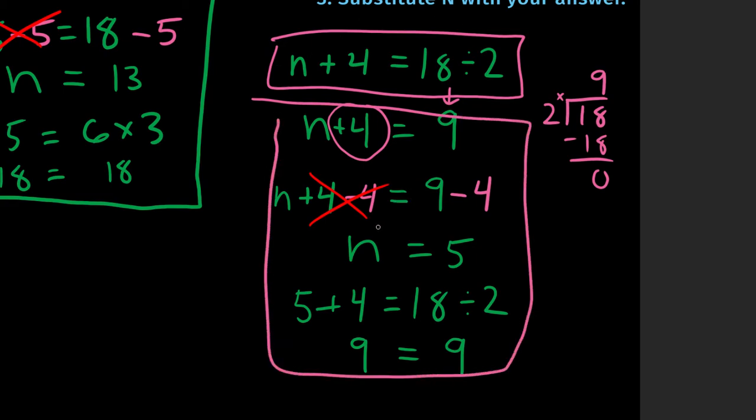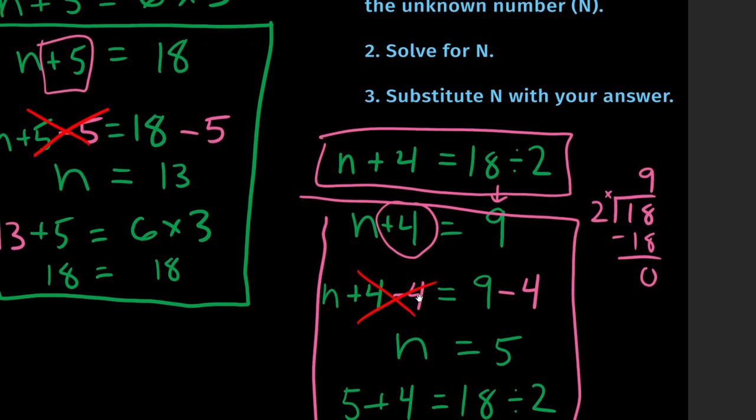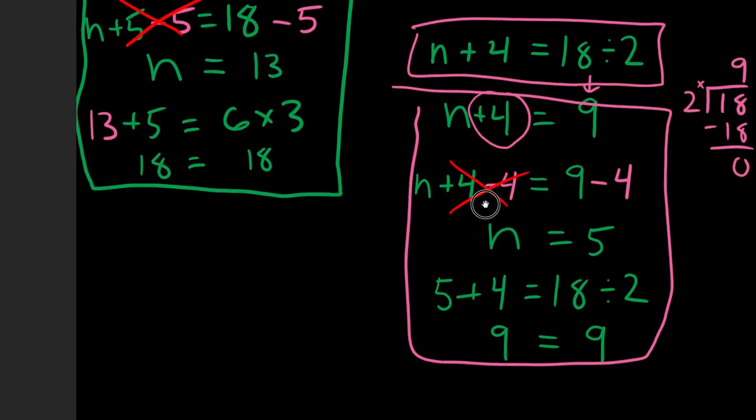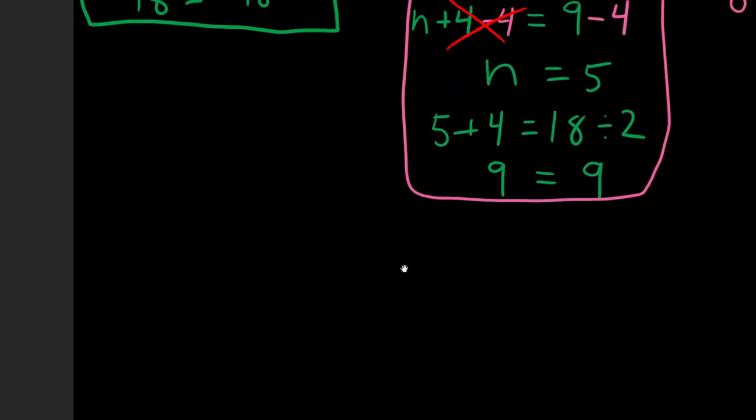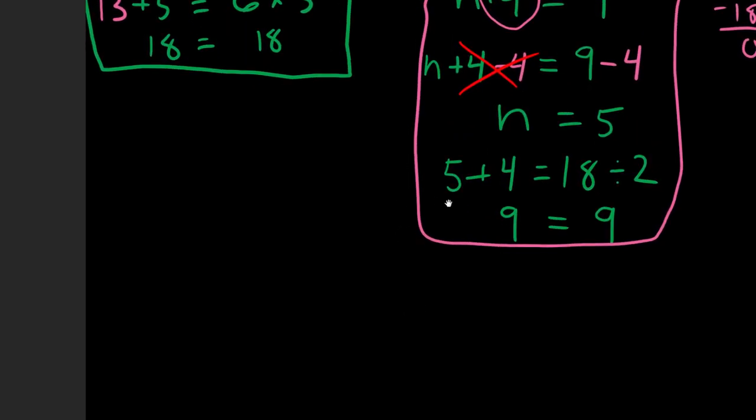Okay, let's do some more examples. I know that might have been a little bit confusing. Let's do a little bit more. You'll see a lot of different varieties of questions. Okay, let's choose a different color for the question. Here's the next question I want to do with you guys. Let's do n minus 2 equals 4 times 5.